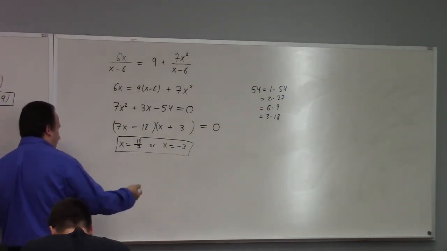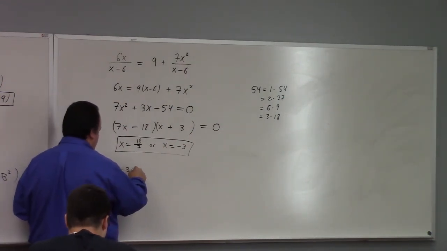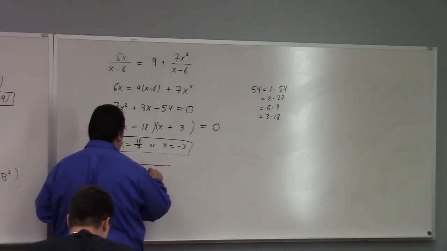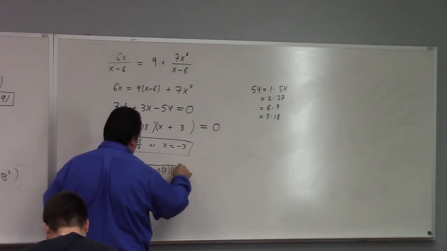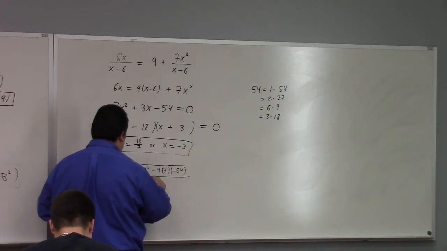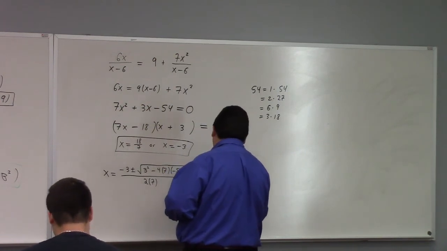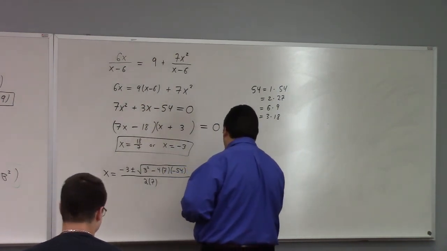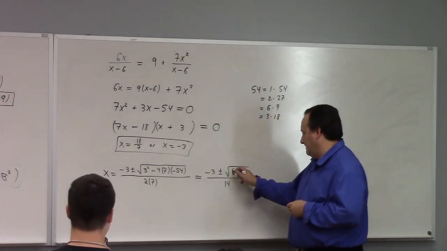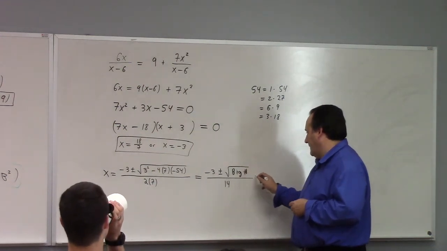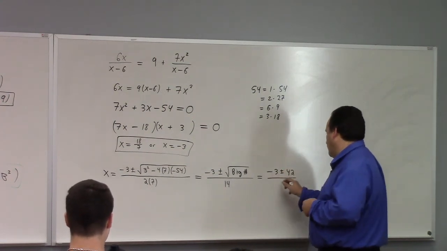So a problem like this, if you use the quadratic formula, and you could, what would it look like? Minus 3 plus or minus the square root of 3 squared, yeah? Minus 4 times a, which is 7, times c, which is minus 54, divided by 2 times 7. So what you got there is minus 3 plus or minus the square root of a big number over 14. So it's a big number. And it turns out that that's minus 3 plus or minus 42 over 14.